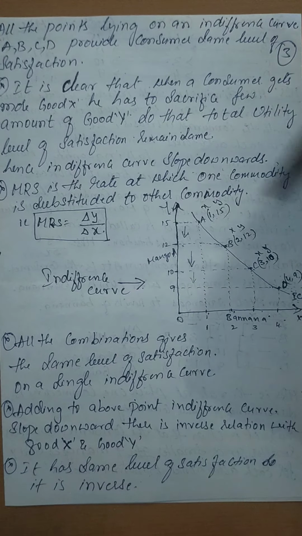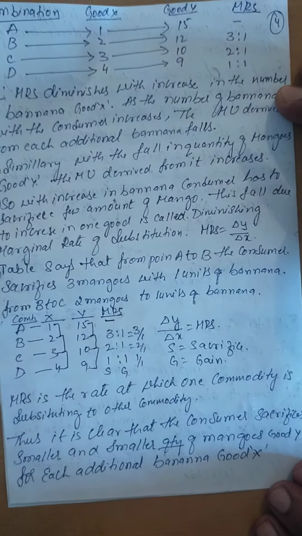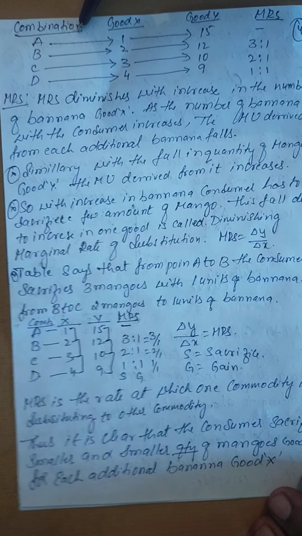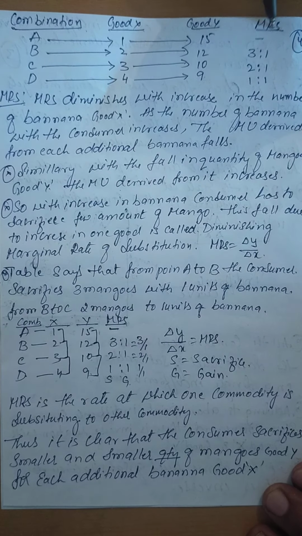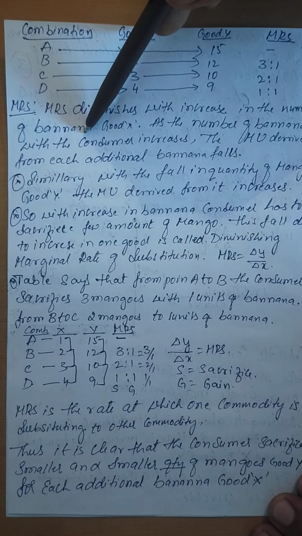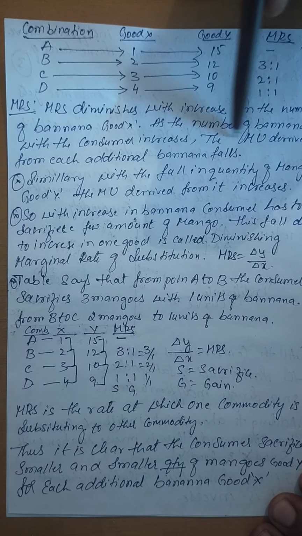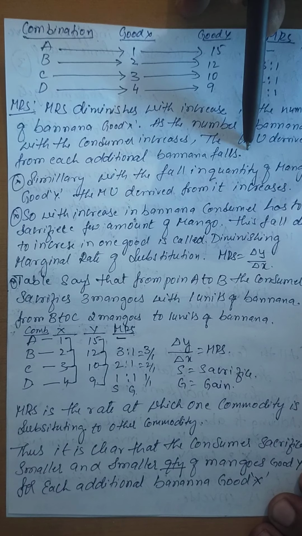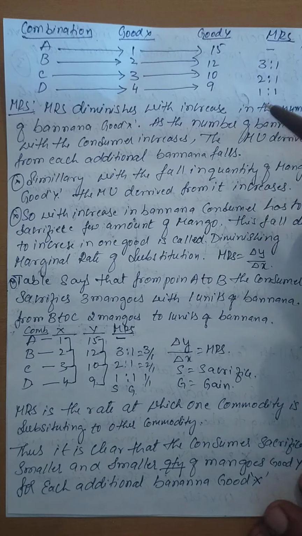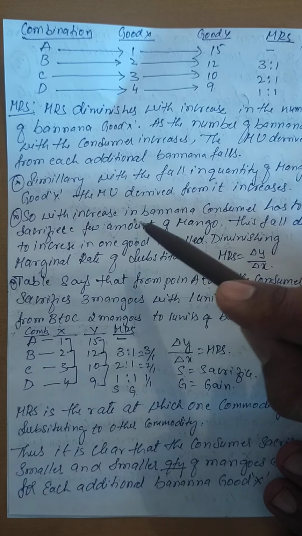Next, we are going to speak about MRS, which is this last particular activity. Here are the combinations, good X, good Y and MRS. MRS, the marginal rate of substitution, diminishes with an increase in the number of bananas, good X. As the number of bananas with the consumer increases, the marginal utility derived from each additional banana falls. Maybe you got confused here. Let me explain very clearly. MRS diminishes with an increase in the number of banana goods, isn't it?